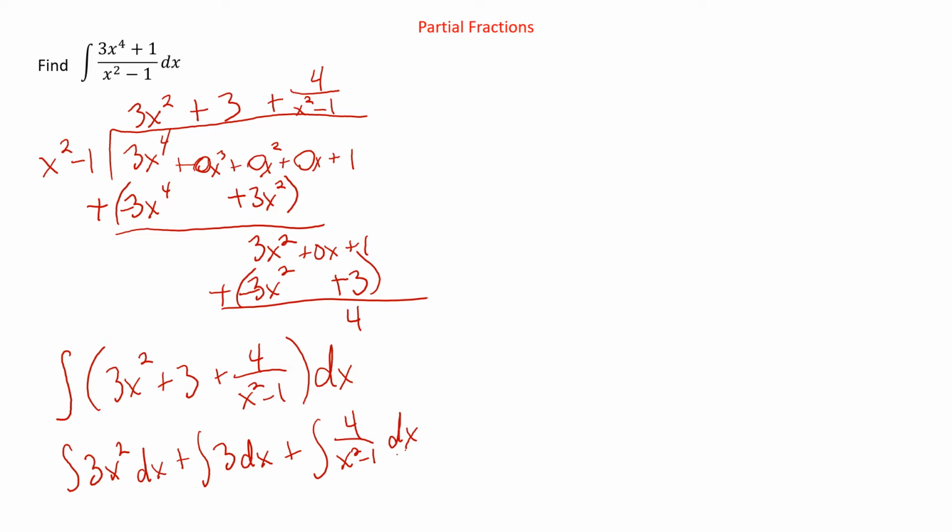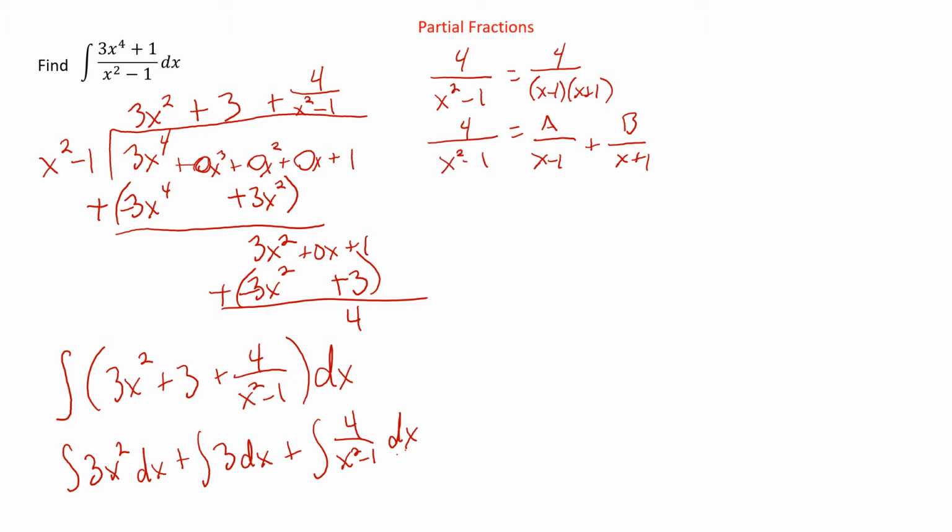We can factor the denominator. So 4 over x squared minus 1 is going to be 4 over x minus 1 times x plus 1. Which means we can split that up into something over x minus 1 plus something over x plus 1. When we make our common denominators, a times x plus 1 plus b times x minus 1 is going to have to equal 4. So we can let x equal negative 1. There's no x on this side, so we have 4 equals 0 plus b times negative 2. So negative 2b, divide, b equals negative 2.